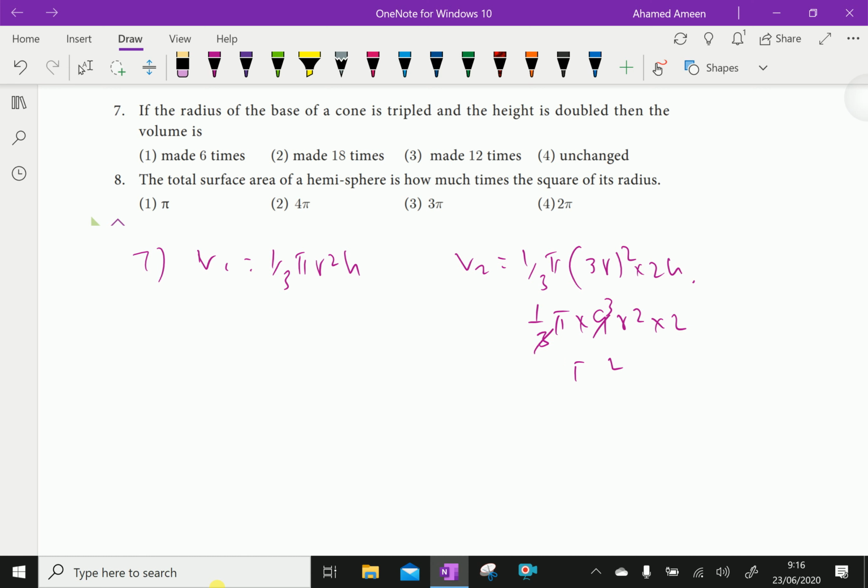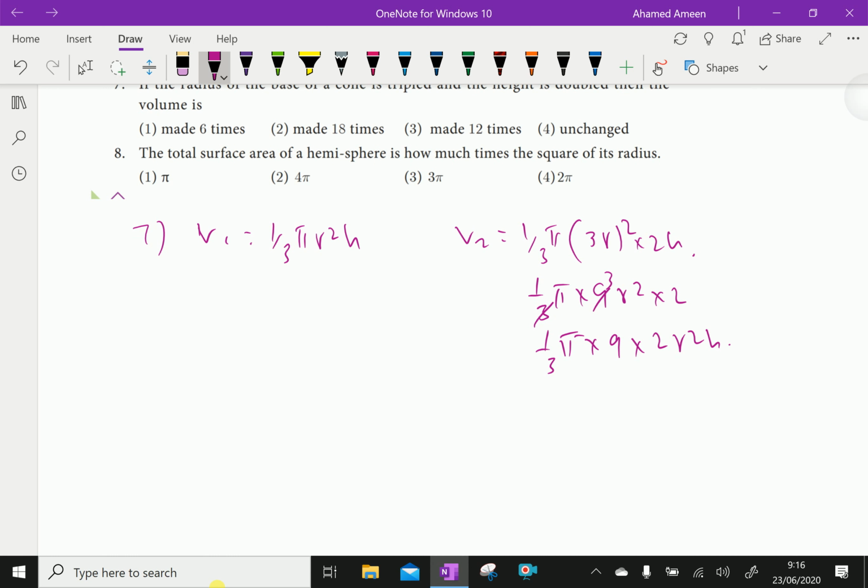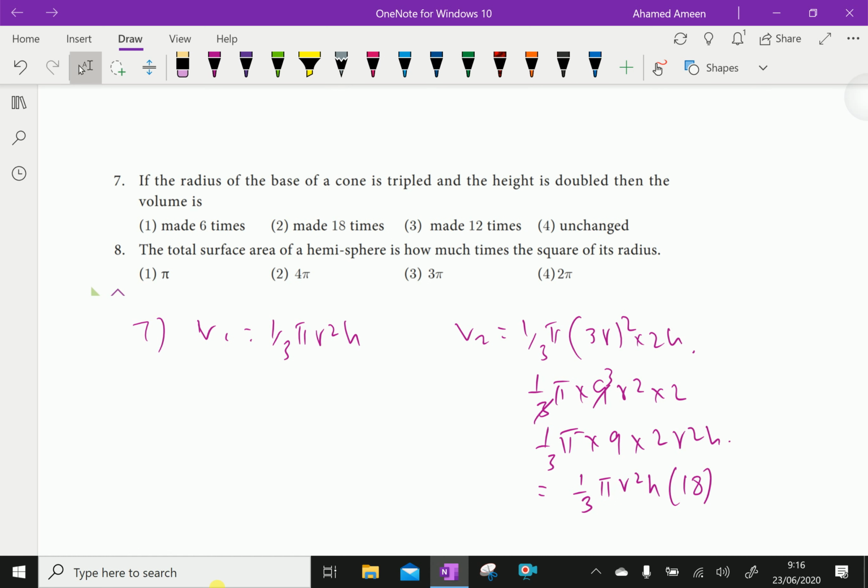Now put 1 by 3 as it is, pi into 9 into 2 r squared h, which gives 18 times. So it is 9 into 2, 1 by 3 pi r squared h into 18. So this is increased 18 times. Made 18 times.